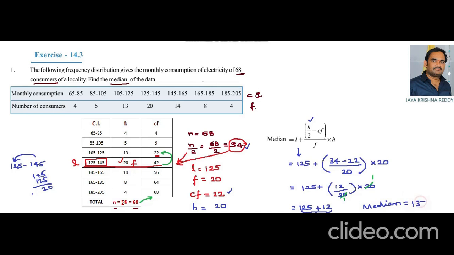And remember, here our median class interval is 125 to 145. So our median value always lies between this interval only. See, you can observe our median value is 137. It lies between 125 to 145.